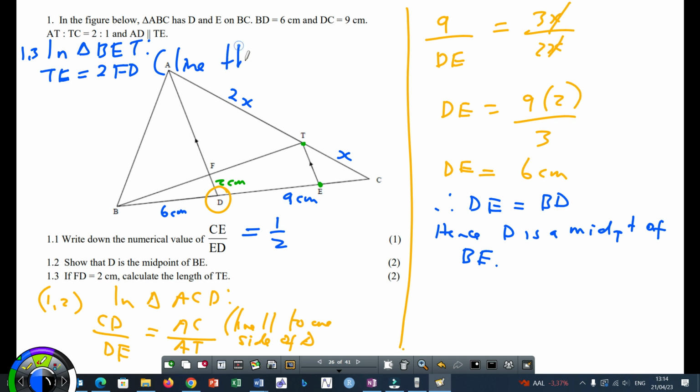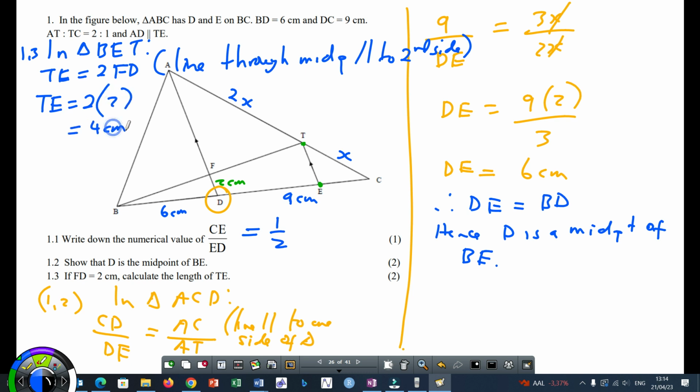So line through midpoint parallel to second side. Right? Line through midpoint parallel to second side. So that will be your reason. So TE is going to be equal to 2 times 2, and you get 4 centimeters.